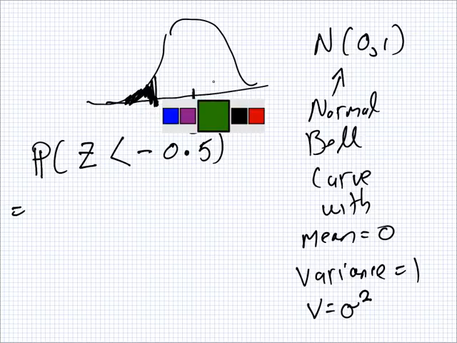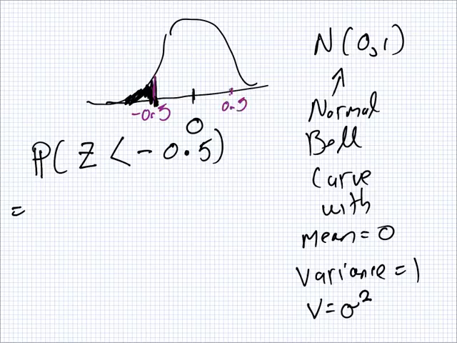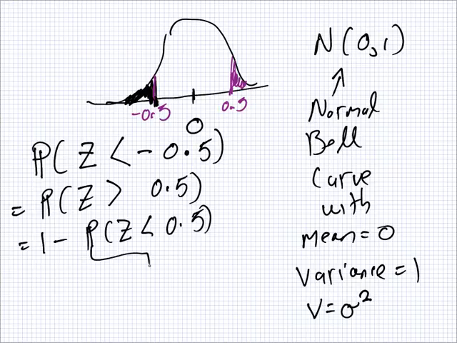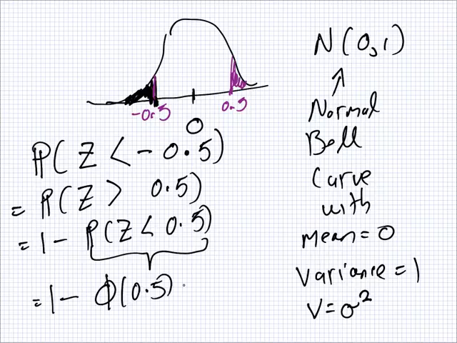But what you notice is that this area here at minus 0.5 is the same as 0.5 to the right. So maybe that's easier to calculate. So you have probability that z is bigger than 0.5. Well, that would be 1 minus the probability that z is smaller than 0.5. And actually now this is something that you have in the table book. So that's 1 minus the table book of 0.5, which in fact is what we did previously. Is that 0.5?